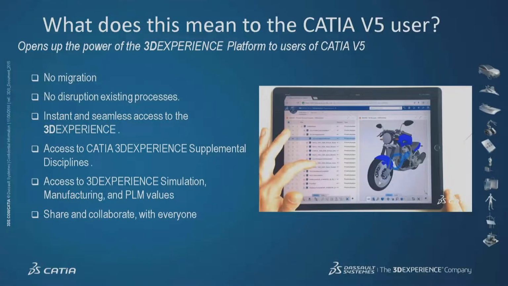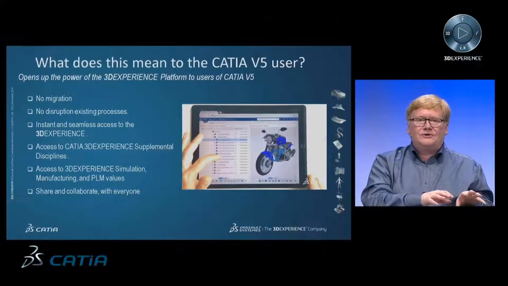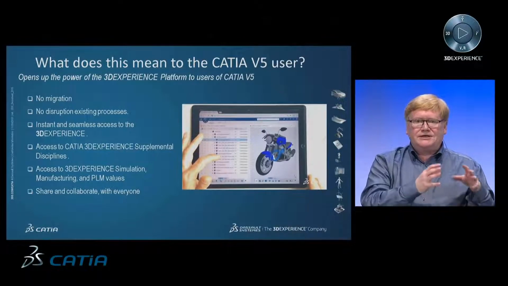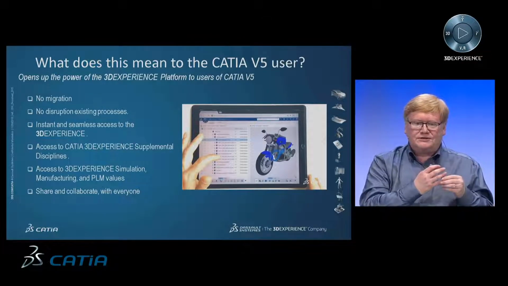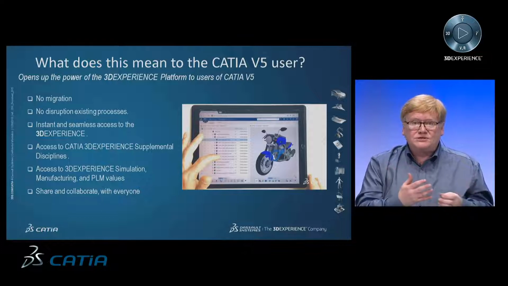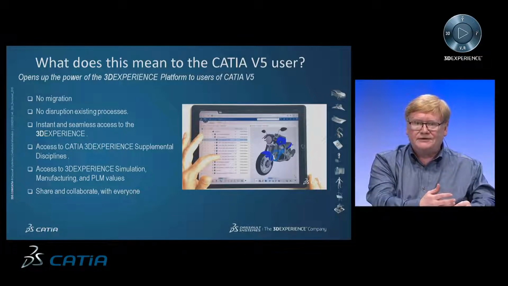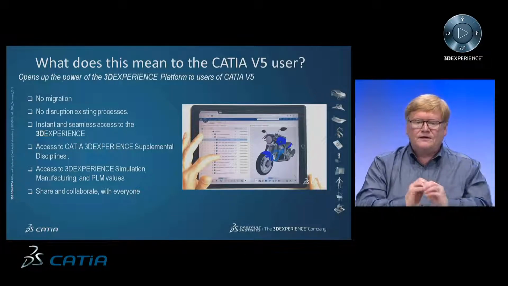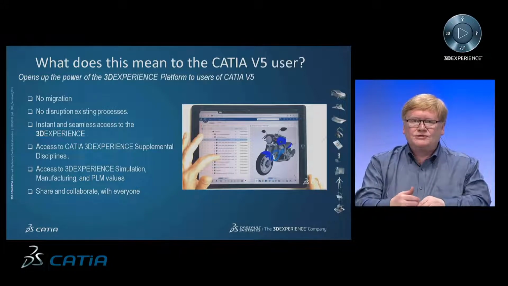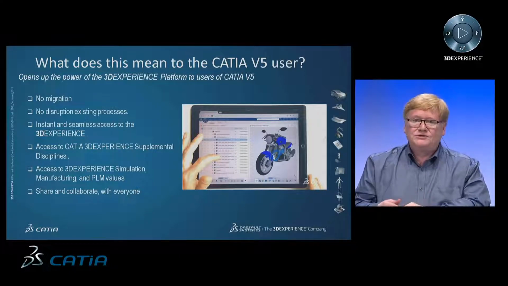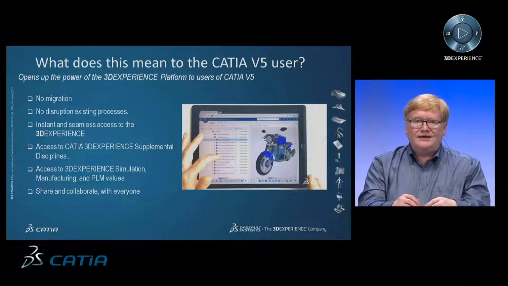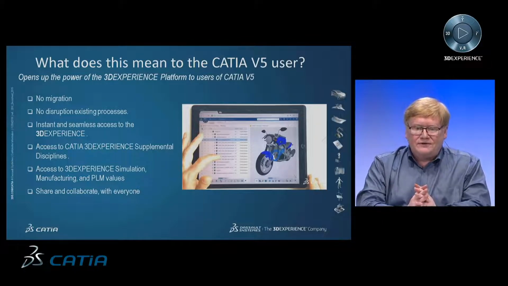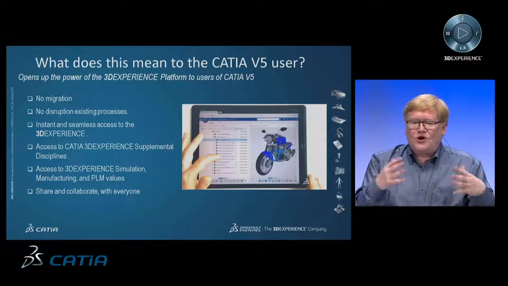So what does this mean in reality to the CATIA V5 user? Firstly, and very importantly, no migration. You don't have to do anything about your data. It's still CATIA V5 data. There's no disruption to existing processes because you can still keep on designing in CATIA V5. You can still use your existing processes in CATIA V5. You can still use all your existing accelerators in CATIA V5. This is extra on top of.